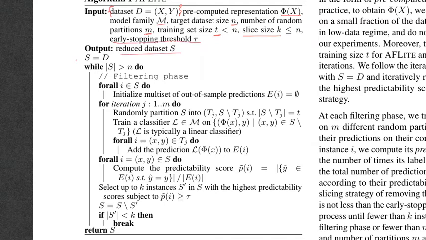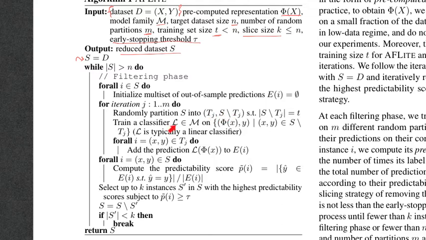So the algorithm starts with S equals D. As long as the size of S is larger than N, it continues. For each instance in S, it initializes a multiset of out-of-sample predictions E_i. So it does this block M times. Each time, it partitions S into T_j and its complement. So basically, you have this subset T_j and its complement in S.